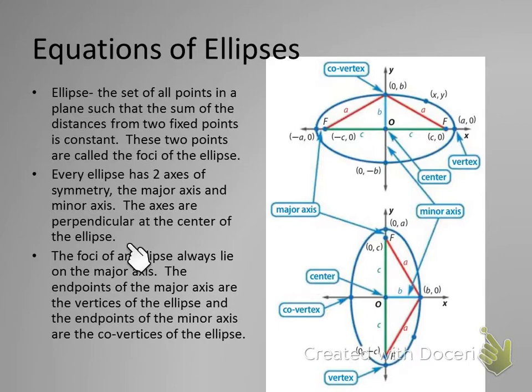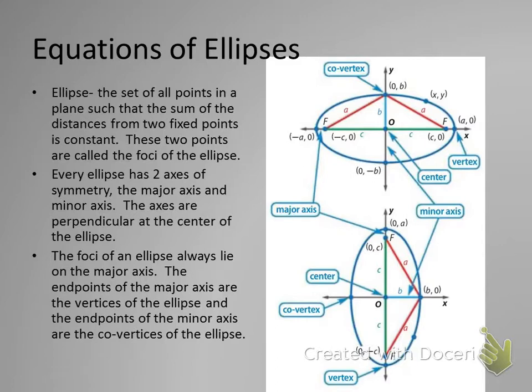The axes are perpendicular, which means they make a right angle at the center of the ellipse. So here's the minor, here's the major, here's the center. That's where they intersect. That's where they're perpendicular. Whichever way it's oriented, the minor is always the shorter one, the major is always the longest one. Okay? Make sense?